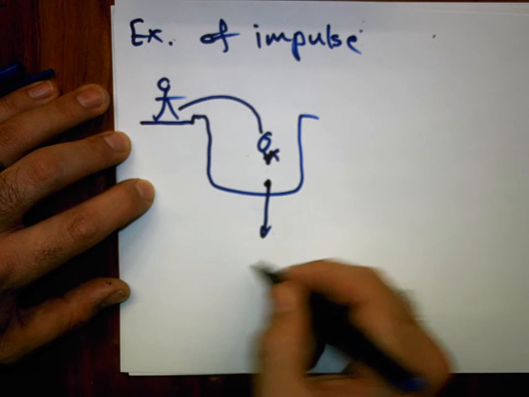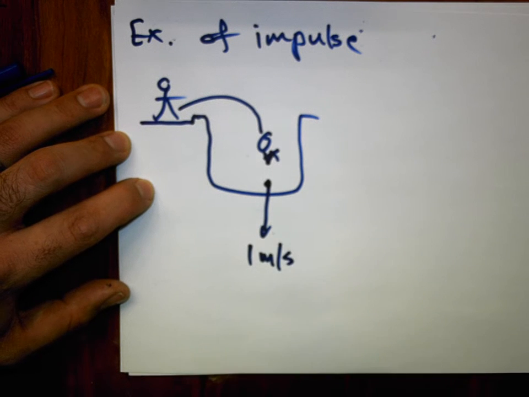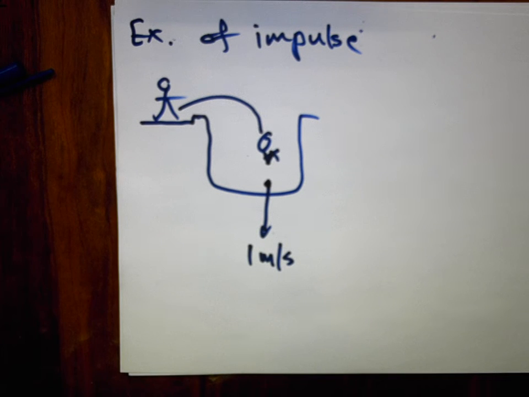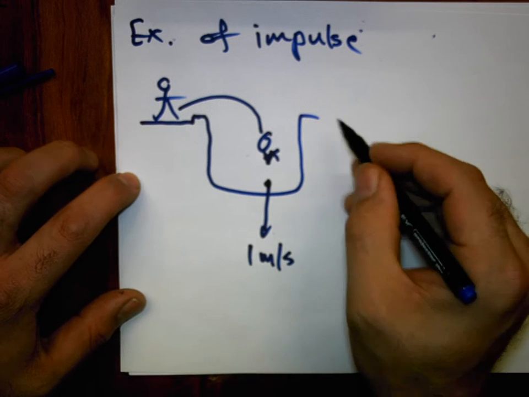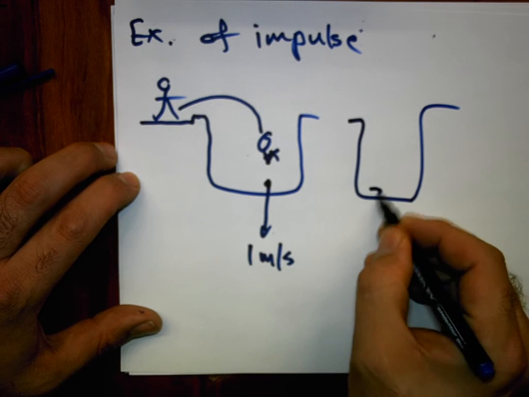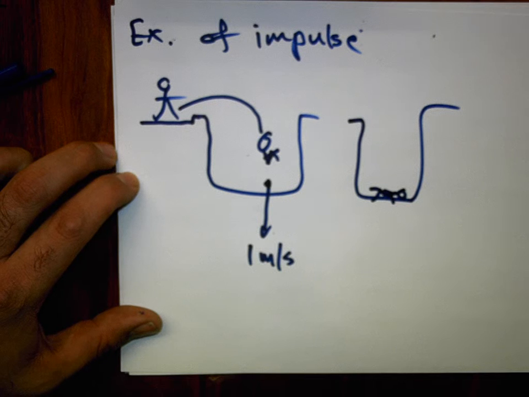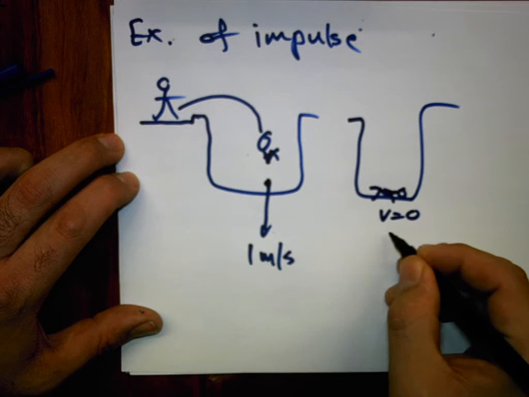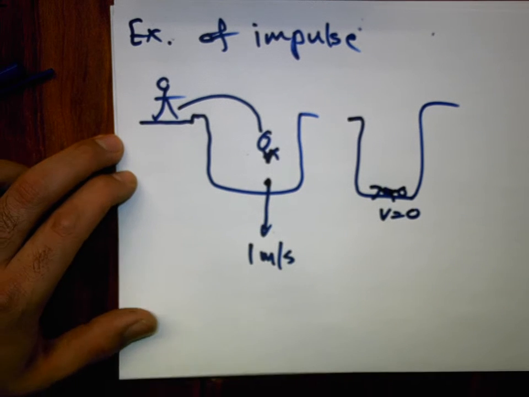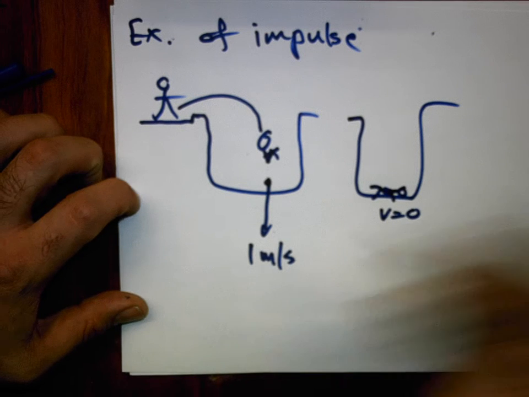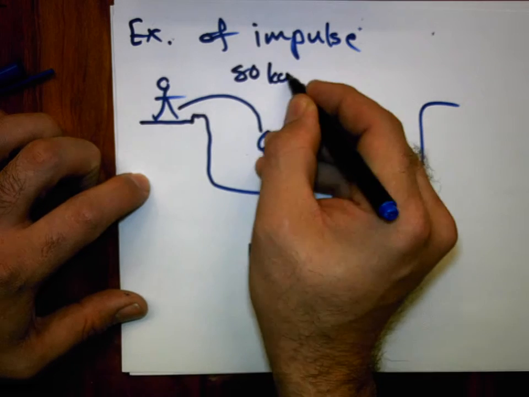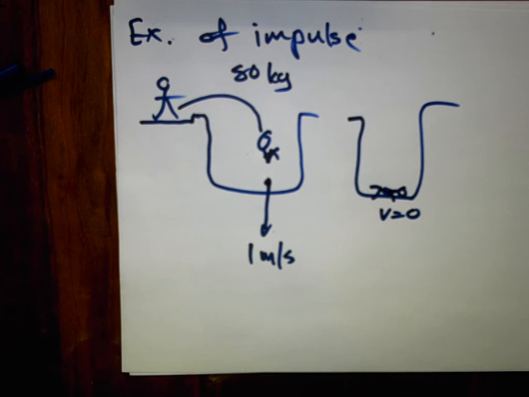So right over here, you're moving downwards, say, with 1 meter per second. If you're moving downwards with 1 meter per second right before you hit the bottom of the pool, a short time later you're going to be on the bottom of the pool with a velocity equal to 0. And let's say you weigh about 80 kilograms, so your mass is 80 kilograms. Well, you might not be dead, but you will definitely look next time before you jump.